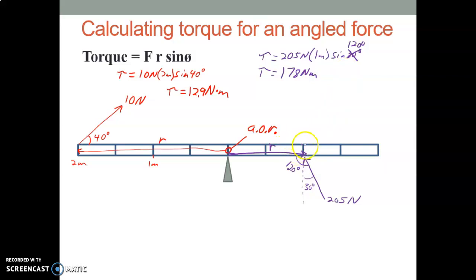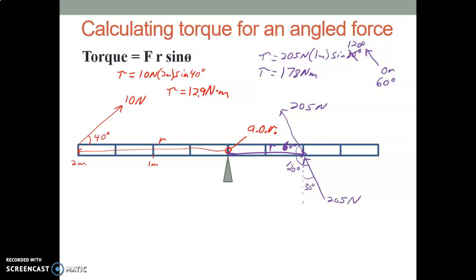And you might think, well, what if I had drawn this force here? What if I had drawn it like this? Extend that line. What if I had drawn it there instead? And then I would have seen that this angle right here is 60 degrees. And so if we redo that calculation, 205 times 1 meter times sine of 60 degrees, we get the exact same answer, 178.